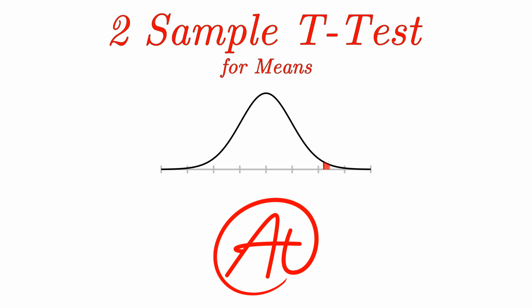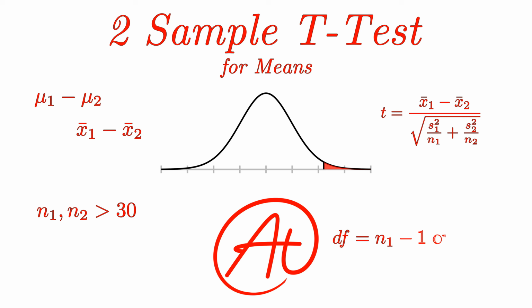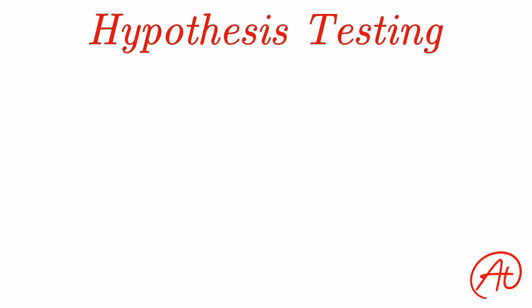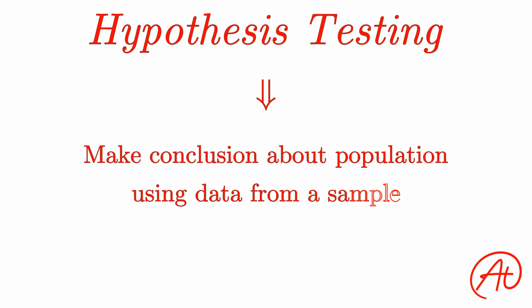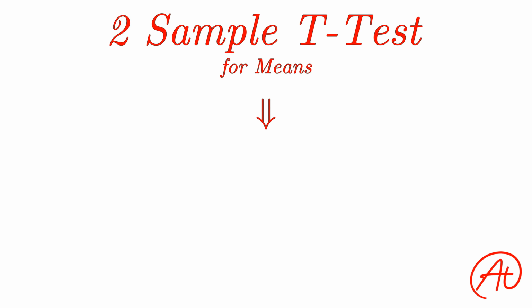This is going to be very similar to my video on one sample t-test for means, so let's jump right into it. As a reminder, the goal of hypothesis testing is to make a certain conclusion about a large population by using data from a smaller sample. Two sample t-tests are just one way to do that when you have certain populations and certain data.